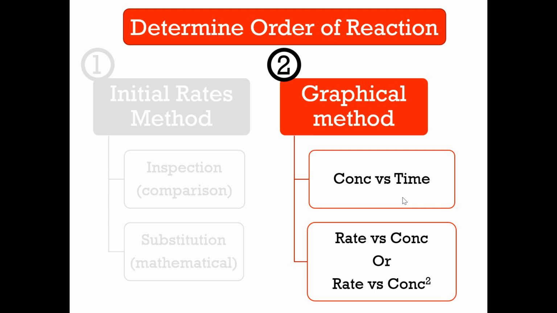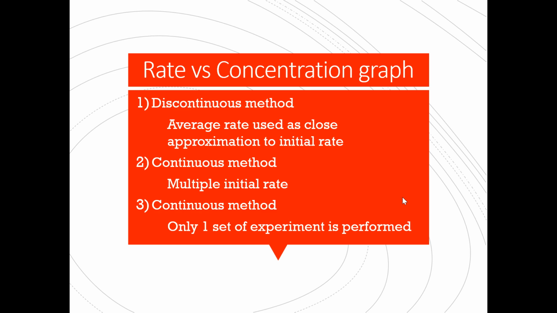Earlier on, we have discussed a few concentration time graph questions, and so here we are looking at the rate concentration graphs. Rate versus concentration graphs, how do we come about with this? Well, we will actually be able to do it by using either the discontinuous method or the continuous method. Discontinuous method means that in the clock reaction, we use the short average rate for a short duration as a close approximation to the initial rate, and then we do multiple of them. So we have the rate at different concentrations, then we plot a graph.